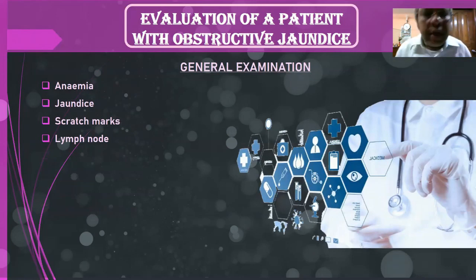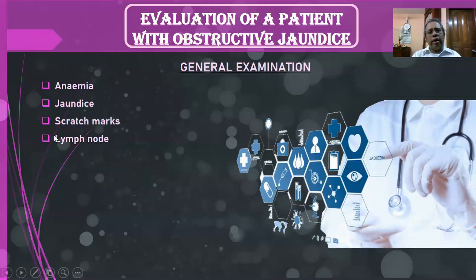What about the general examination? In general examination, you look for anemia, jaundice, scratch marks, and lymph nodes. The lymph node is very important. If the lesion is a carcinoma of the gallbladder, the head of the pancreas, or a periampullary carcinoma, the patient may present with supraclavicular lymph node enlargement. So in obstructive jaundice, in general examination, you give more emphasis to lymph node examination. For that reason, lymph node examination is mandatory in the general examination of an obstructive jaundice patient. Scratch marks are supportive.